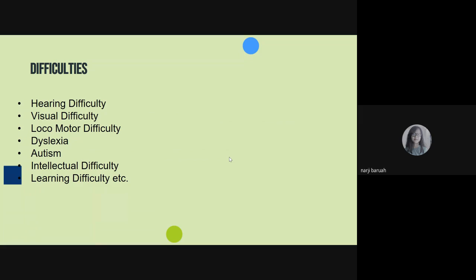As teachers, you might have come across at least one difficulty. Now, could anyone tell me, or some of you please tell me, which of these difficulties you encounter in class? Or do you have any student who has one of these difficulties or more than two of these difficulties? Be it hearing difficulty, visual difficulty, locomotor, dyslexia, autism, intellectual difficulty, or learning disability, or difficulty, you can say. Did you come across any student?